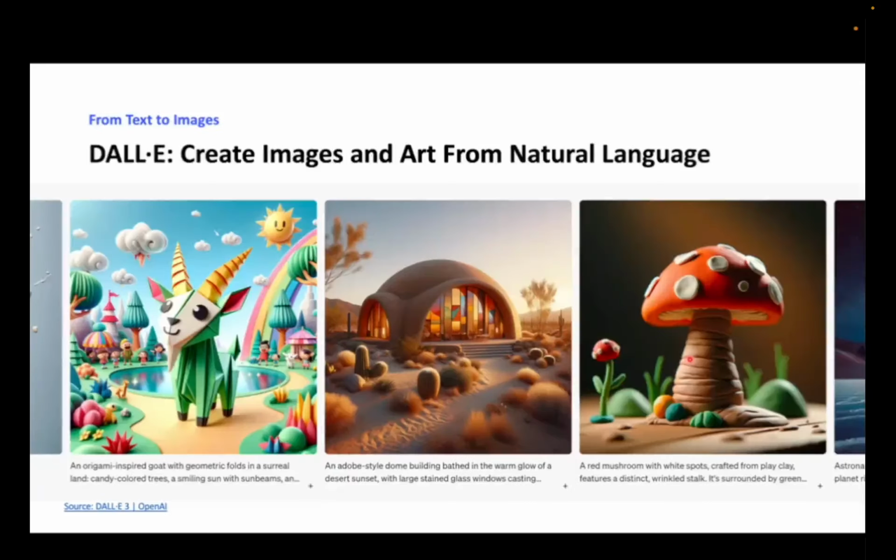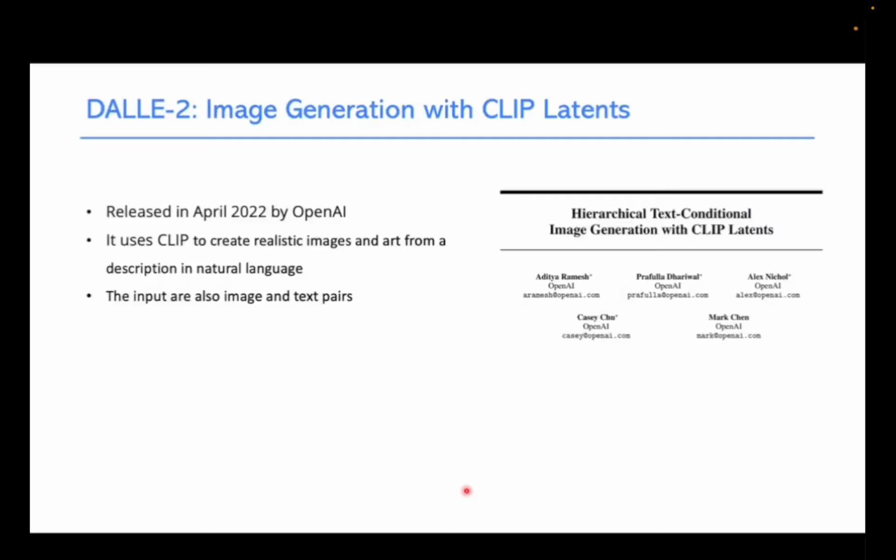Here are some examples of the output of DALL-E. You can see that if we input those prompts or captions, the DALL-E model can generate very artistic and also very realistic images. Until now, DALL-E has reached its third generation. We can start from DALL-E 2, because DALL-E 2 is image generation using CLIP latents. It was released in April 2022 by OpenAI.